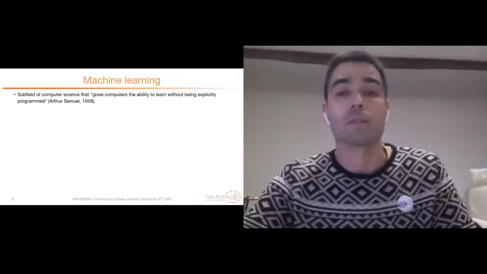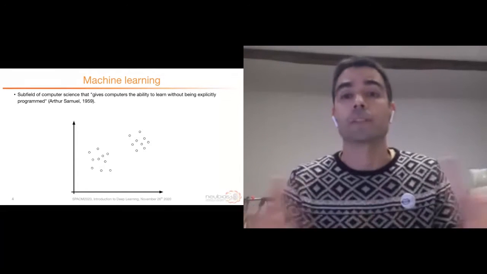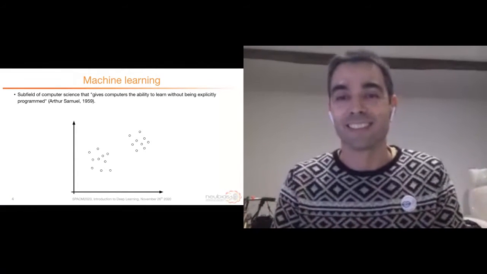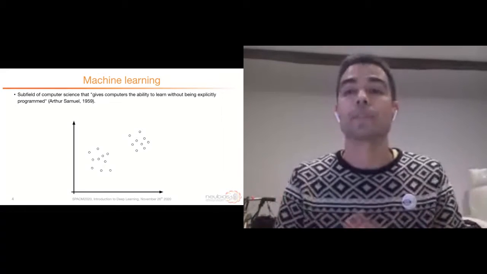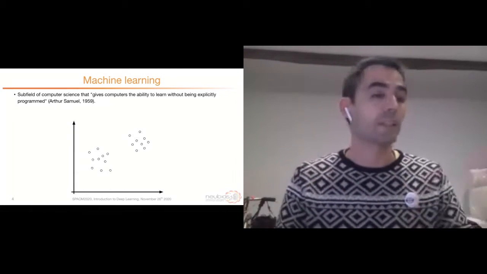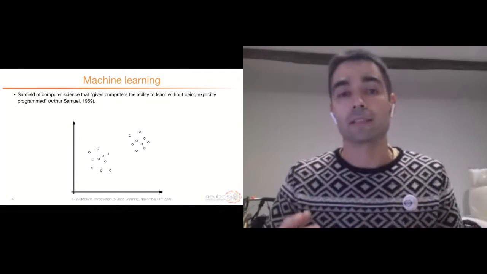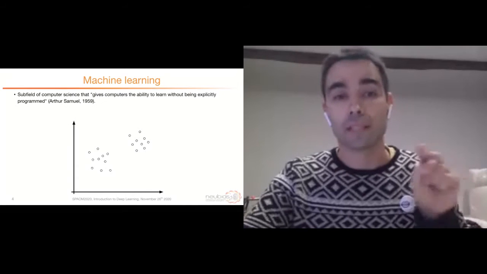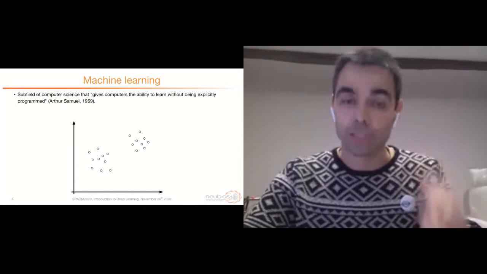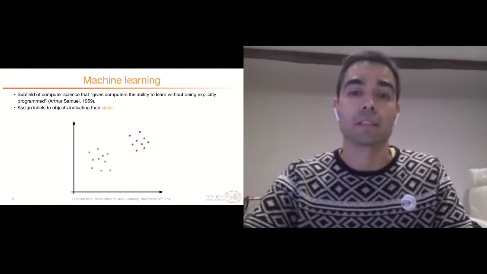Well, it means that whichever data we have, let's say we have some data points, I always give the same example to my students. Imagine that you have an experiment where you know that you have two types of cells, green cells and red cells. Well, what machine learning provides us is an automatic way of assigning those labels, those classes, those categories to the points to say, okay, these are green and these are red.